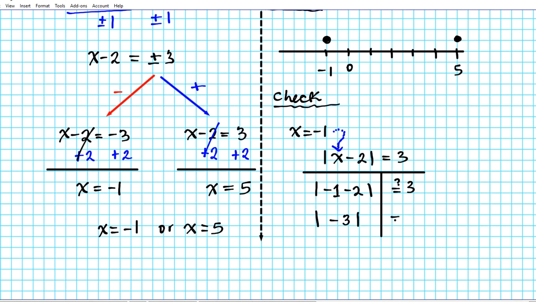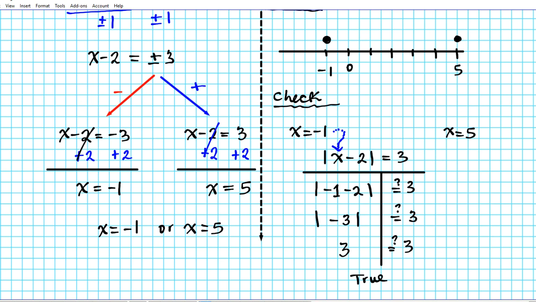Is the absolute value of negative 3 equal to 3? Now, what is the absolute value of negative 3? The absolute value of negative 3 is 3. Why is that? Because negative 3 is 3 units away from 0 on the number line. Is 3 equal to 3? It certainly is, so this check is true. Since this check is true, does that automatically mean that our answers are correct? The answer is no. We have two answers, so we have to carry out two checks.